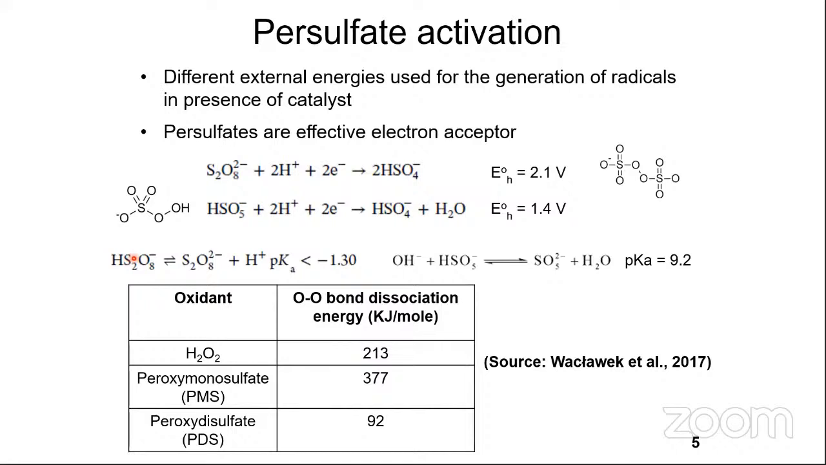You can see here that peroxydisulfate has a pKa value of -1.3, which suggests that it is present in the S2O8 2- form, whereas peroxymonosulfate is present in the SO5 2- form above pKa 9.2 and the HSO5 - form below pH 9.2. Peroxymonosulfate also has a high oxygen-oxygen bond dissociation energy compared to H2O2 and PDS.